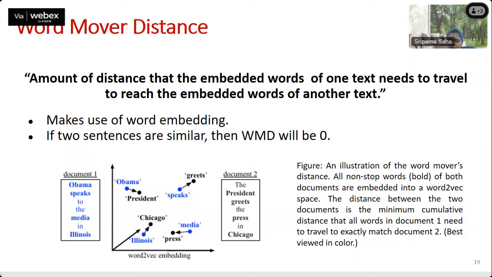First we do the mapping, and then we have to find the semantic similarity between the two words. What is the semantic similarity between Obama and the president? Semantic similarity between speaks and greets, between Illinois and Chicago, and between media and the press. This way we find the cosine similarity, or the semantic similarity, and summing up all these distances gives the word mover's distance between these two sentences. If two sentences are semantically similar, then the word mover's distance will be close to 0. This way we are computing the semantic similarity between two sentences.